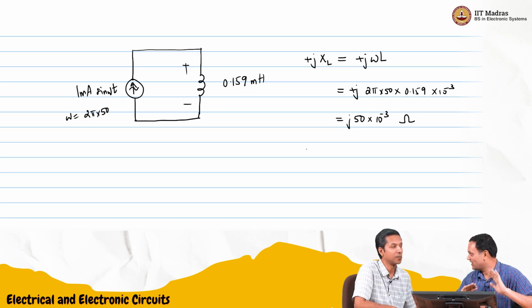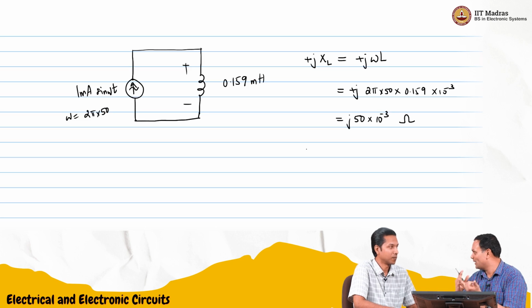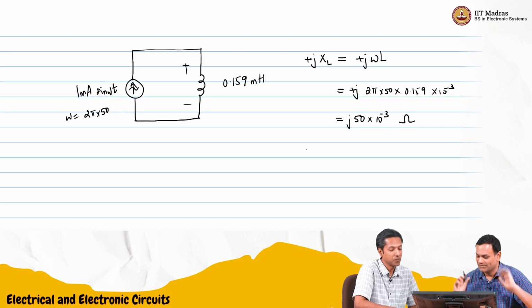So always we should expect, if the inductance has a plus J omega L, L is positive, omega is positive, it should always have some plus J times some number. Correct. Okay, great.